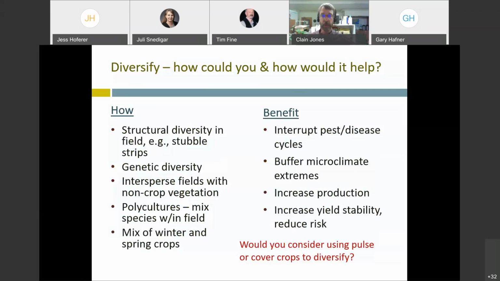A thought question for you is, would you consider using a pulse or cover crops to diversify if you haven't tried either to date?